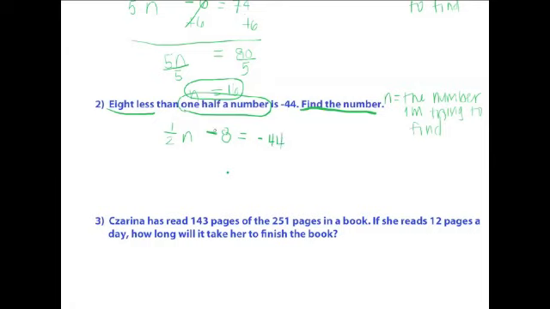Okay, so to start solving for n, I'm going to move the 8 over by adding it. And so what happens to these 8s? They end up canceling out, and negative 44 plus 8 is actually going to give me negative 36, and I end up here still with 1/2 n. And how do I get rid of this 1/2 again? Remember, since it's a fraction being multiplied, I'm going to do the reciprocal on both sides.